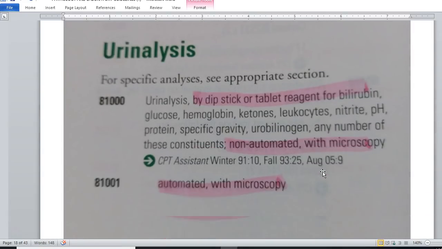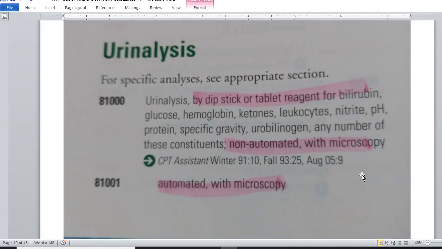Now, the next section is urinalysis. We have a couple different urinalysis codes. Again, we look up urinalysis. We need to know how we're performing it, okay? So we basically need to know whether or not we're using a microscope. So the main code is urinalysis by dipstick, tablet reagent, or bilirubin. For bilirubin, glucose, hemoglobin, ketones, leukocytes, nitrates, pH, protein, specific gravity, urobilinogen, and any number of these constituents.